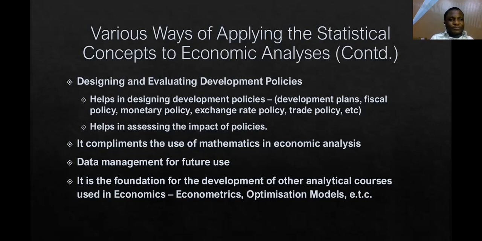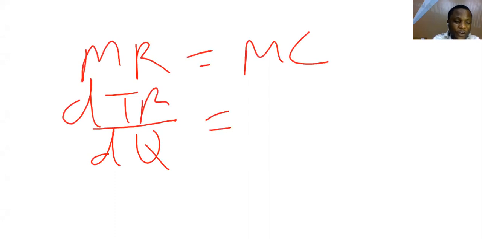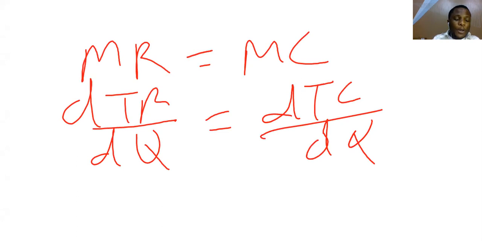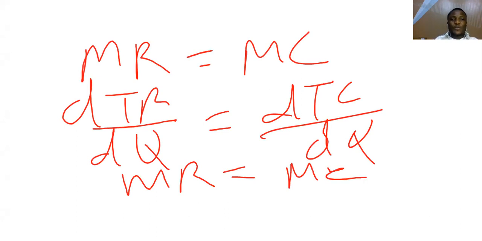So, for example, using mathematics, it will tell you that for profit to be maximized, you need to set marginal revenue equal to marginal cost. Mathematics will tell you that if you differentiate your total revenue with respect to your quantity, and you differentiate your total cost with respect to your quantity, you will have your marginal revenue equal to marginal cost. That is mathematics for you. Mathematics tells you differentiate your total revenue, you get your marginal revenue. Differentiate your total cost, you get your marginal cost. Statistics will provide the data for you to actually test this.